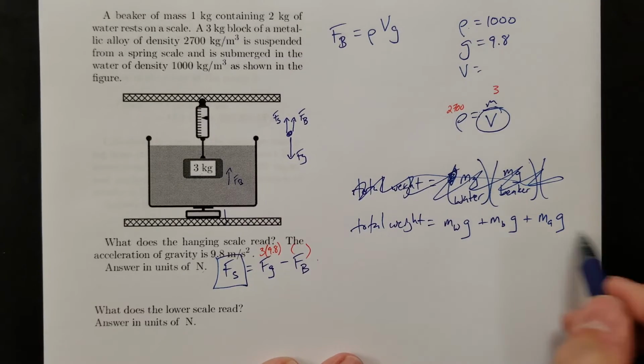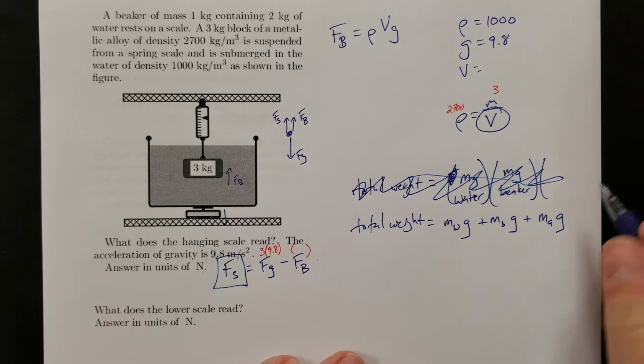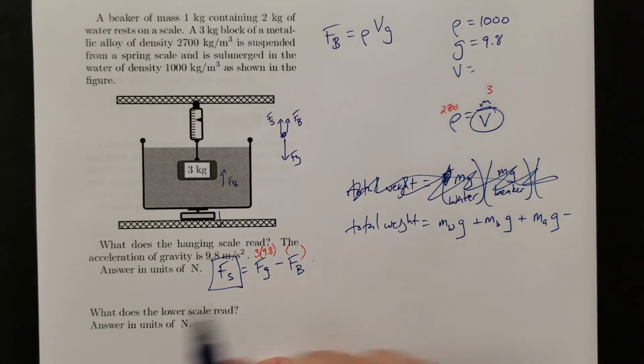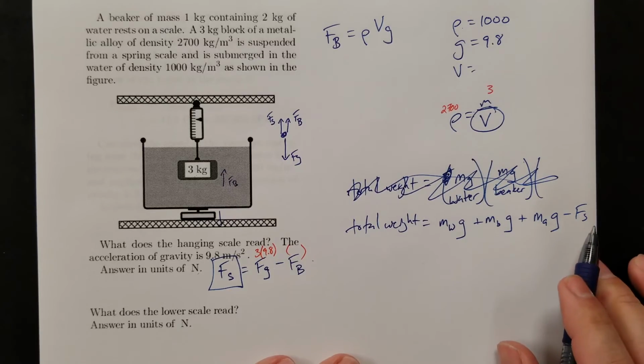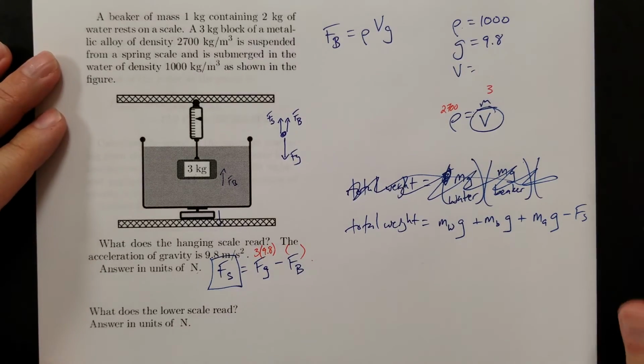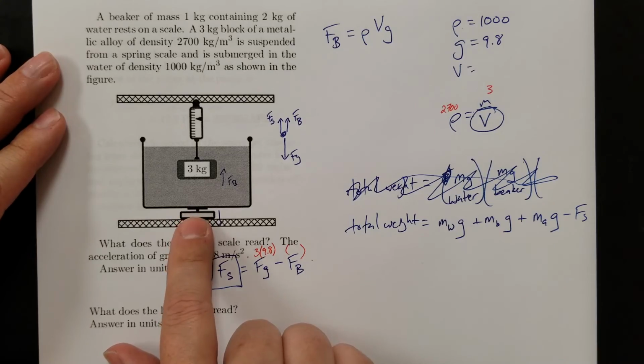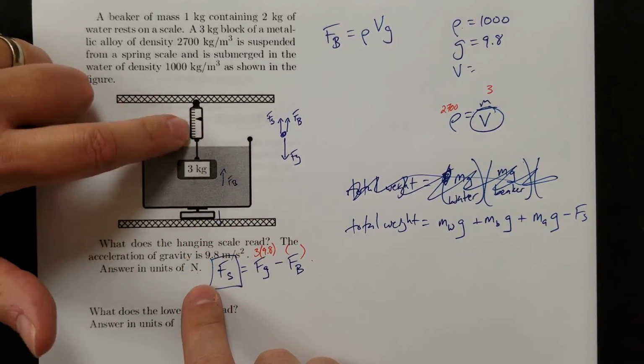If I tack all those things together, add them up, right? Then I'm going to subtract my answer from the first part. This number right here, I'm going to subtract that, and that'll give me the total weight, right? Because this scale has to hold everything up except for what that scale is supporting.